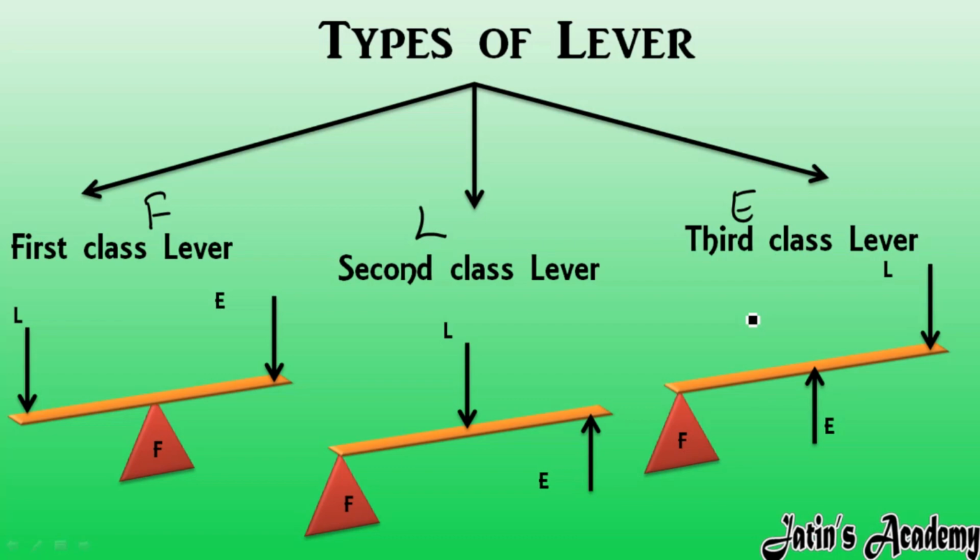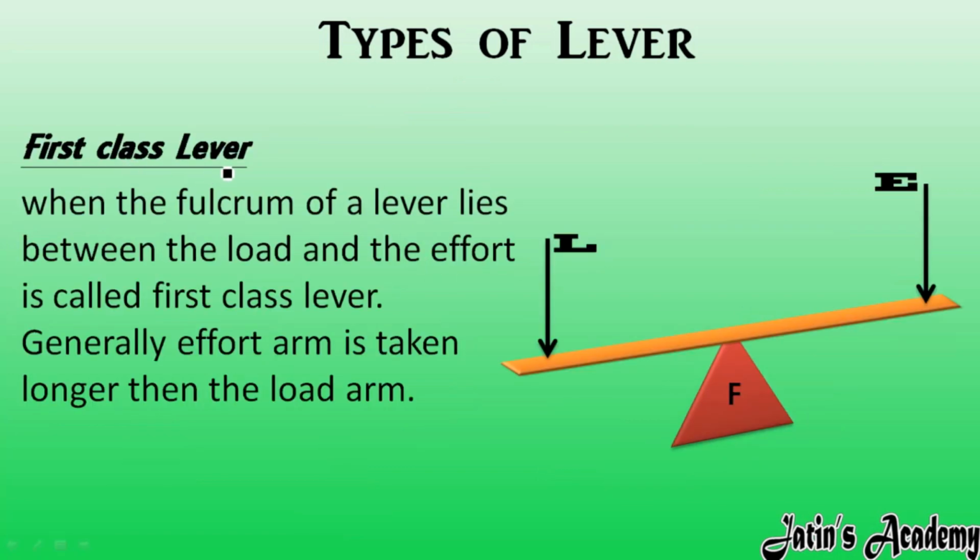Fine. So first we are having first class lever. First class lever means when the fulcrum of a lever lies between load and effort. Okay, when the fulcrum is in between load and effort, that kind of lever is known as first class lever. So actually in this case, see carefully. This fulcrum is here and this is effort arm, means distance between effort and fulcrum is effort arm, and distance between fulcrum and load is load arm.